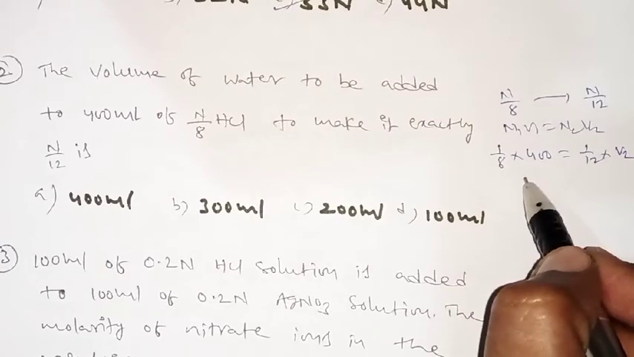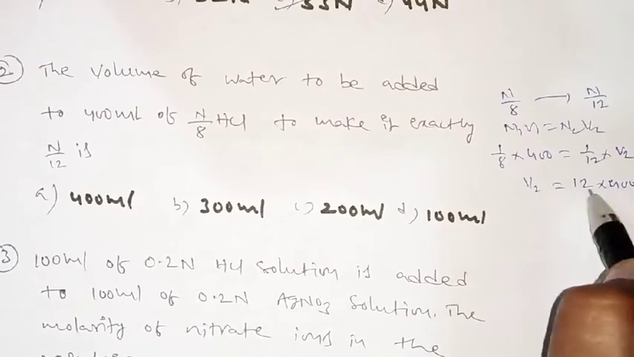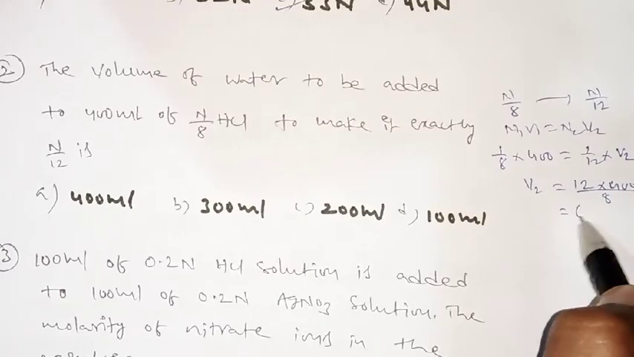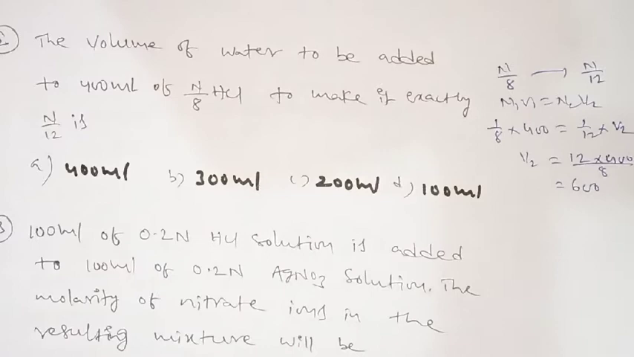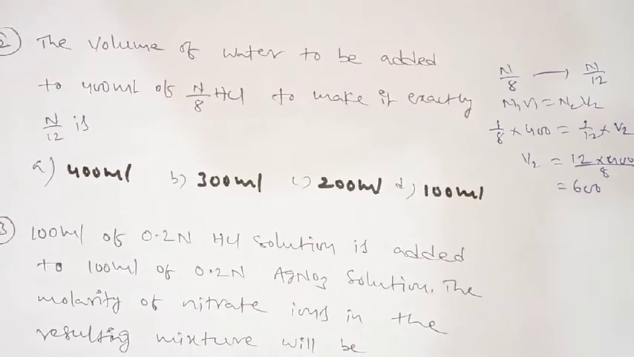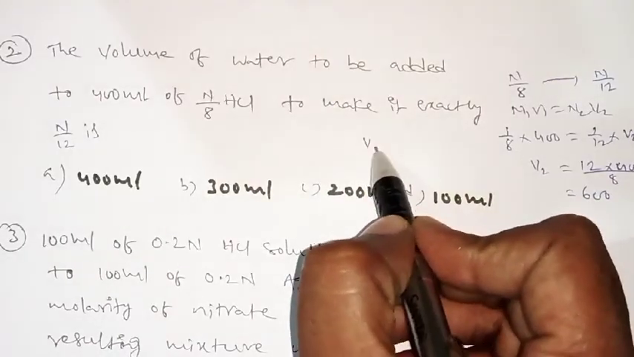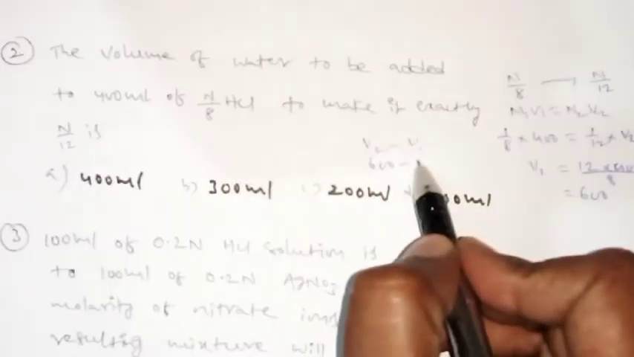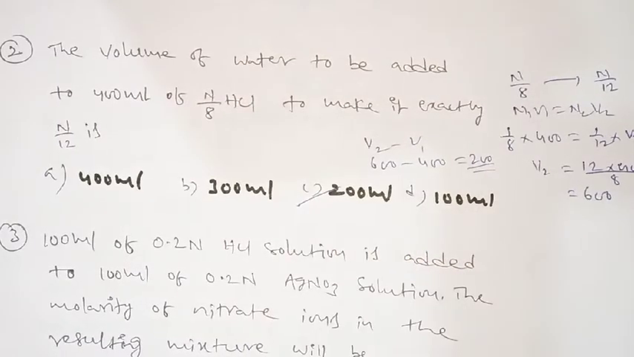If you simplify, V2 equals 12 into 400 by 8, which gives 600. Is it okay? V2 equals 600. But is it the correct answer? Definitely no. What is the reason? Because they asked for the volume of water to be added. That means the volume of water equals V2 minus V1. We got 600 finally, and initially it is 400. So 600 minus 400 gives 200. So 200 ml is the correct answer.